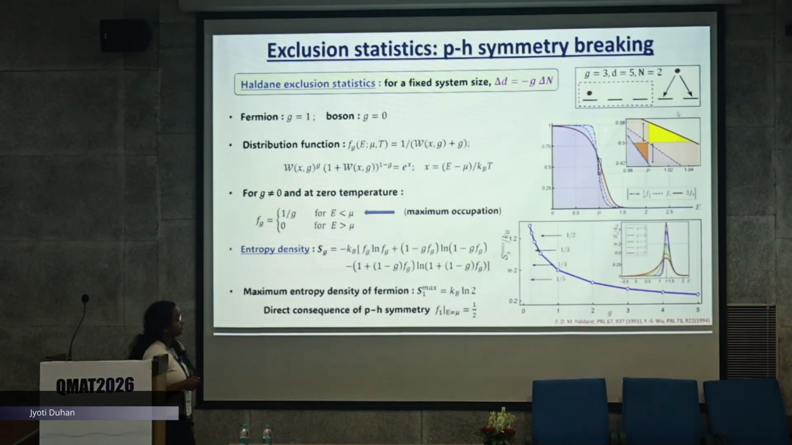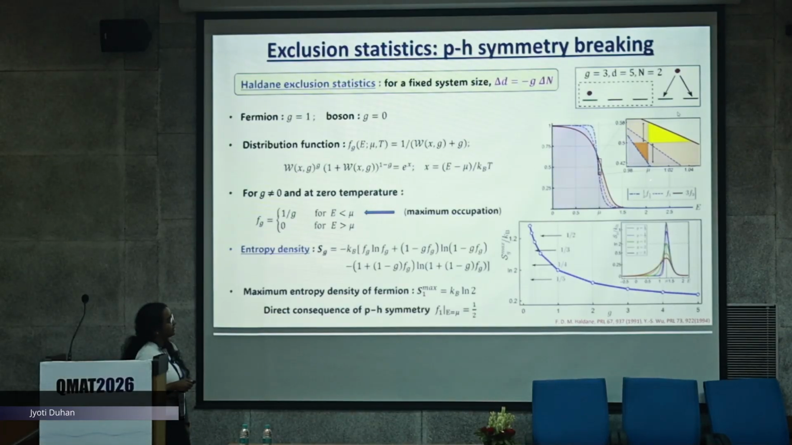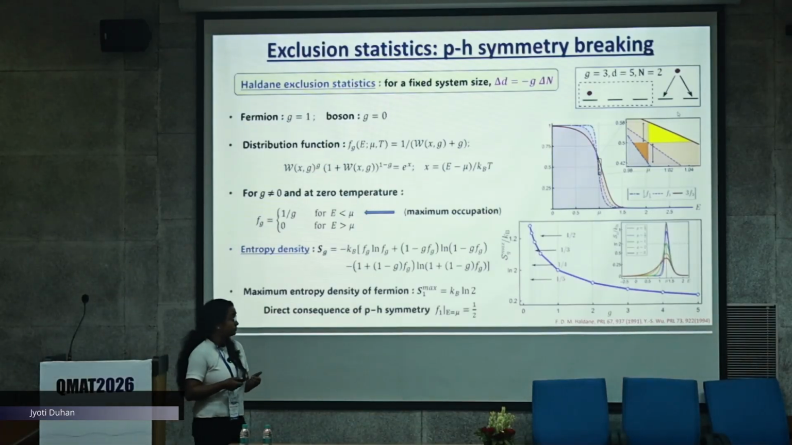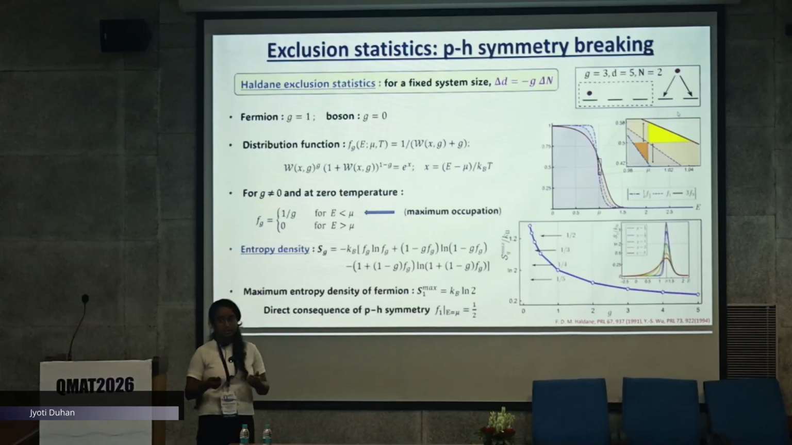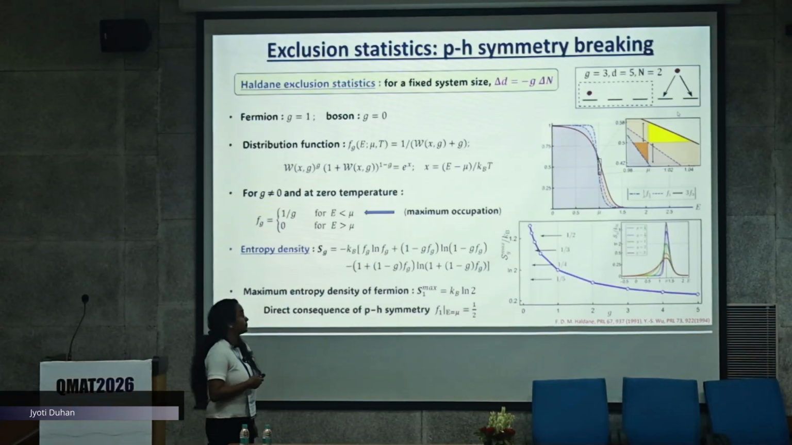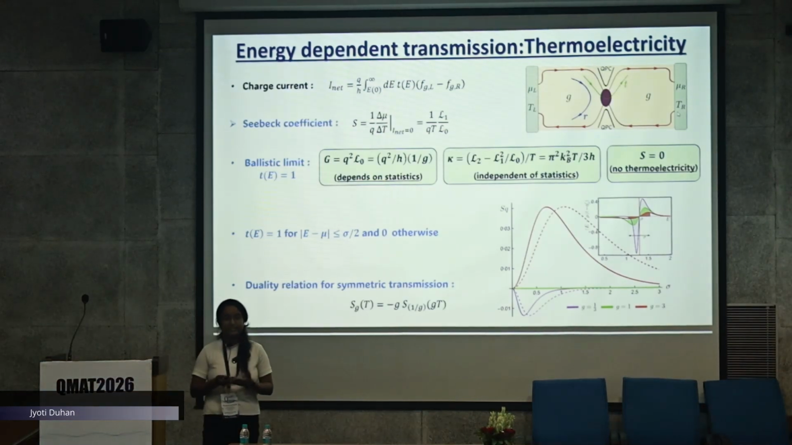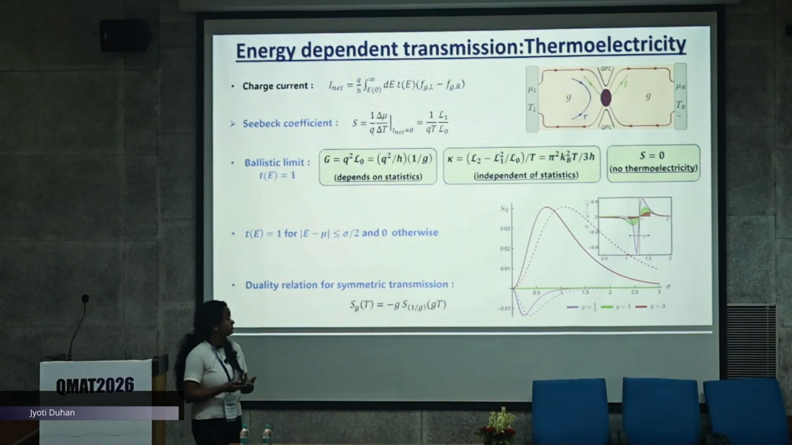This can also be seen from the distribution function plot. For G equal to 1, that is for fermions, it has a value of 0.5 around the chemical potential. That means there is an equal probability of finding a particle or a hole. But that is not the case for G not equal to 1, and this we call particle-hole symmetry breaking. Now, since there is a particle-hole symmetry breaking, the natural quantity to see is the thermoelectric effect.